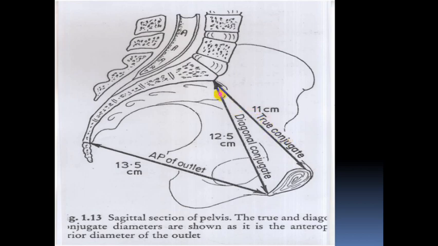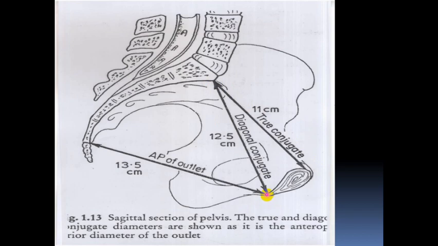While the diagonal conjugate is the distance starting from the center of the promontory of the sacrum and extending to the lower margin of the symphysis pubis, and it is about 12.5 centimeters. So the only difference between the true and the diagonal conjugate: both start from the center of the promontory of the sacrum, but the true conjugate extends to the upper margin of the symphysis pubis, while the diagonal conjugate extends to the lower margin.